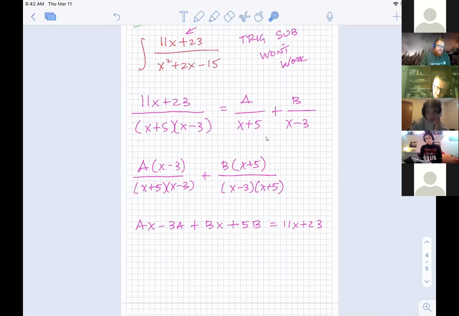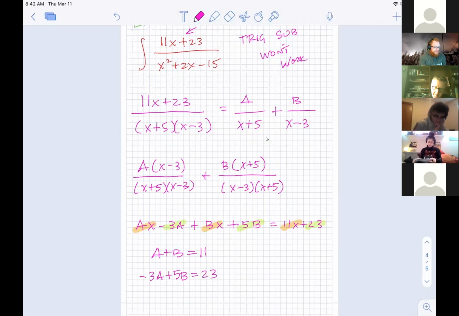Again, do you agree that ax plus bx will have to take care of 11x? That's the only way I'm going to get it. So a plus b has to be 11. And if somebody's nice, then a and b are 8 and 3, 6 and 5, 4 and 7, something like that. And then the constants also have to work. So minus 3a and 5b are the constants, and that's going to have to add up to 23. So there's my second equation: minus 3a plus 5b equals 23.